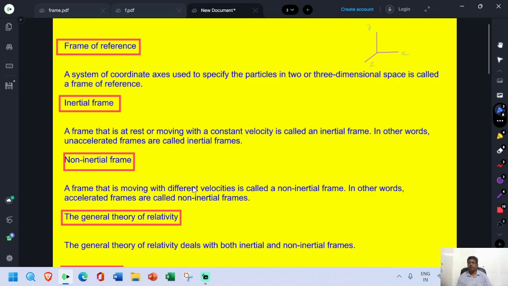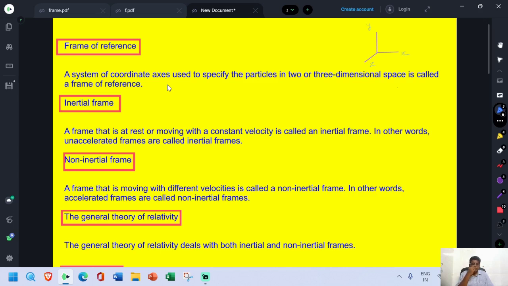of reference. See, here is a 3-dimensional frame. X, Y and Z are the 3 coordinates used to describe a particle's motion. A frame of reference can be classified majorly into 2 categories. One is inertial frame and the other is non-inertial frame.